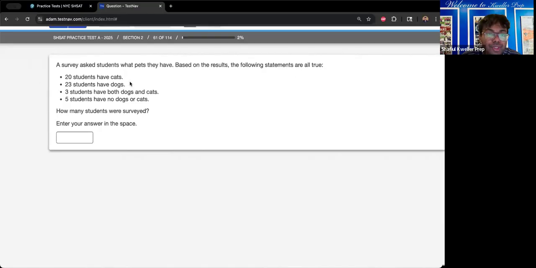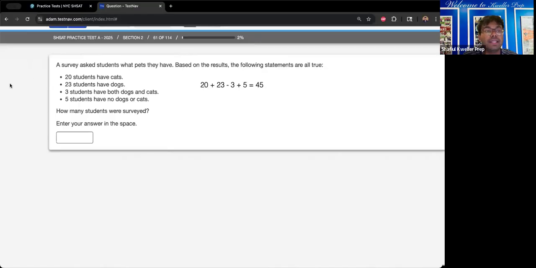20 students have cats, 23 have dogs, 3 students have both, 5 students have no cats or dogs. How many students were surveyed? Easy. The way you solve this, all you have to do is add up the students that have cats and the students who have dogs, subtract the students that have both, and then add the students that have none. And this should just be 45.